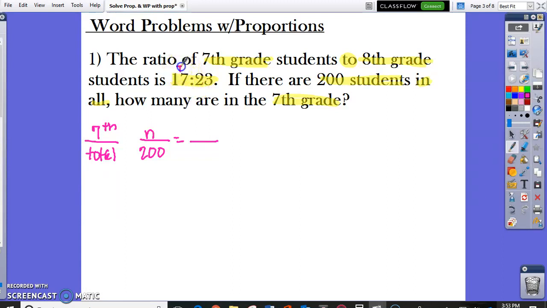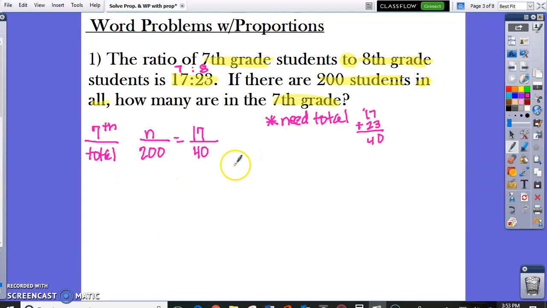Remember, this is 7th graders to 8th graders. So we can't use exactly this proportion. We can use the 17 because those are 7th graders and that's what we have in our numerator, but we don't have a total. So you need a total number of students for your first ratio. So to get a total, you're just going to add the 17 7th graders to the 23 8th graders. And you get 40 students because it has to be in the form of your first ratio. That's why it's real important to write those words first.